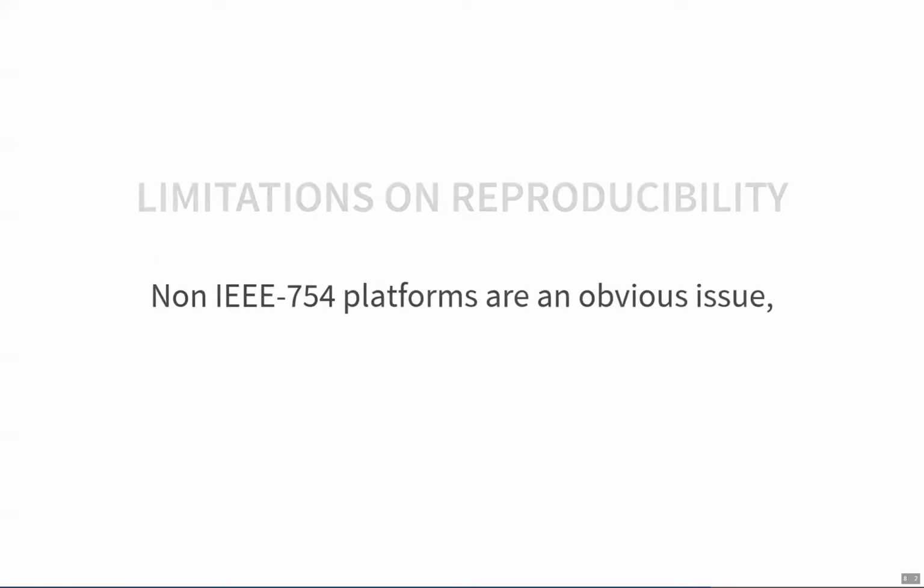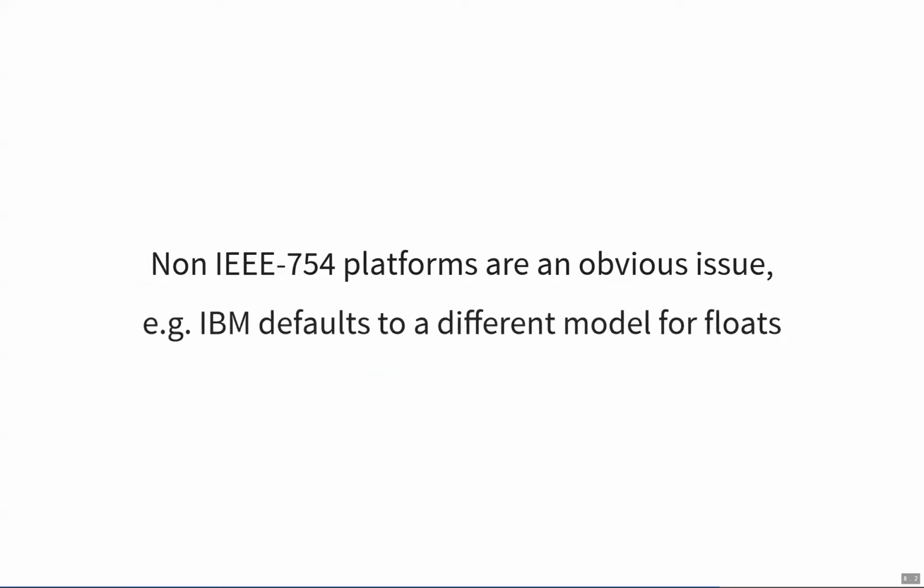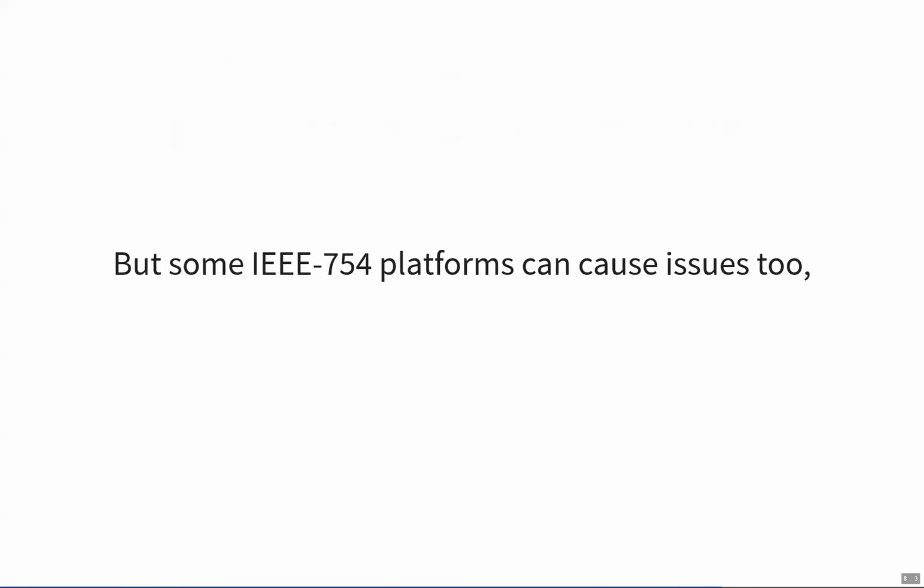Okay, now let's talk about limitations on what we have just learned on reproducibility, because there are actually a lot of them. You can be on a platform that doesn't do IEEE floats. Nothing we have learned is applicable. This is IBM. IBM still has their own floats, and they default to them. They actually support IEEE floats, but you have to explicitly enable them. Now, IEEE platforms may also cause issues.